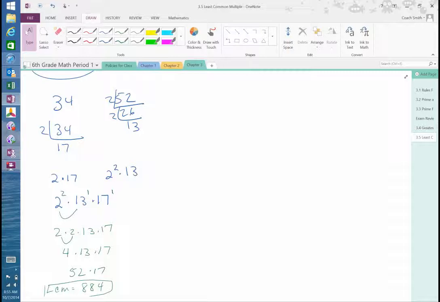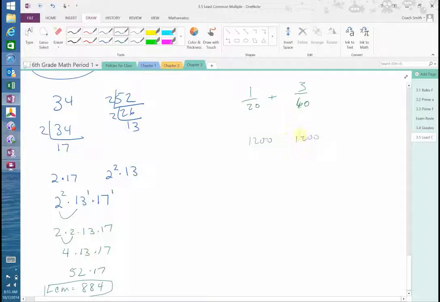A lot of people will see 1 over 20 and, let's say, 3 over 60, and they'll just say, oh, I'll just take 20 times 60. That's a common multiple. Well, yeah, it is. But if you take 20 times 60, that's going to be 1,200 on each fraction, when the actual common denominator of 20 and 60 is 60. So you can see that you want to know the least common multiple, which is also the same thing as the least common denominator. You want to be able to figure that out to save yourself work when you get to the fraction part of it.